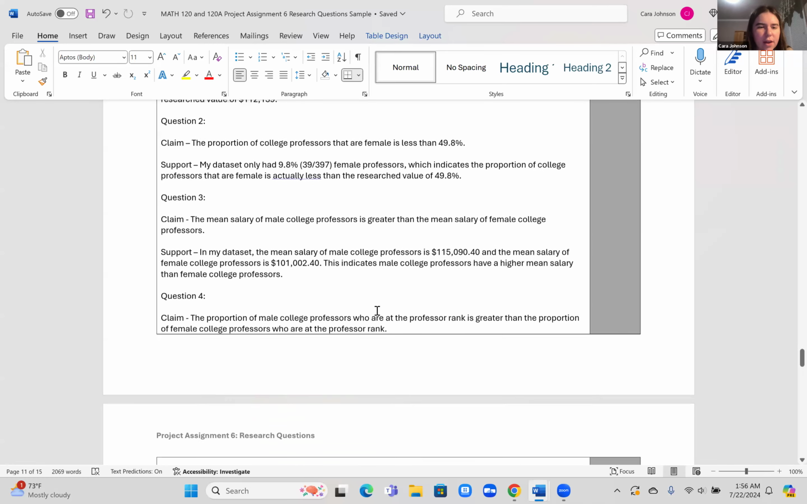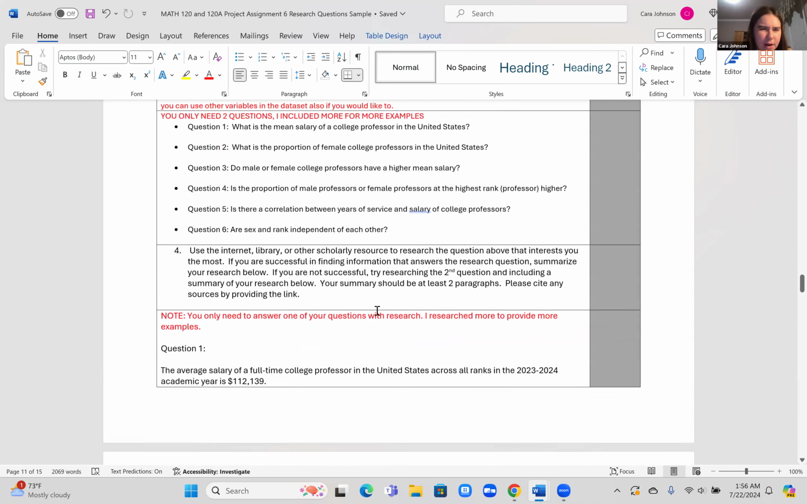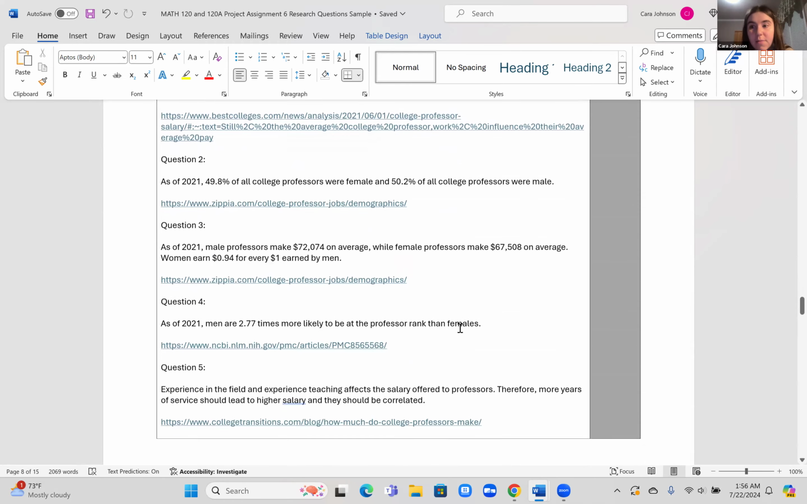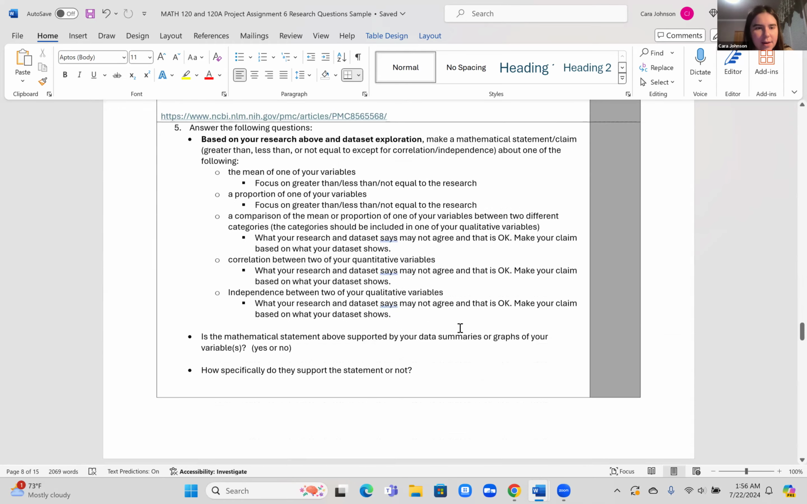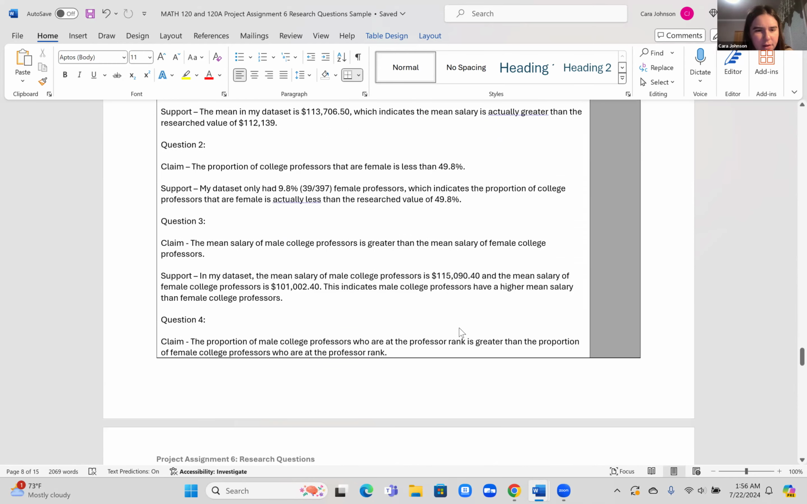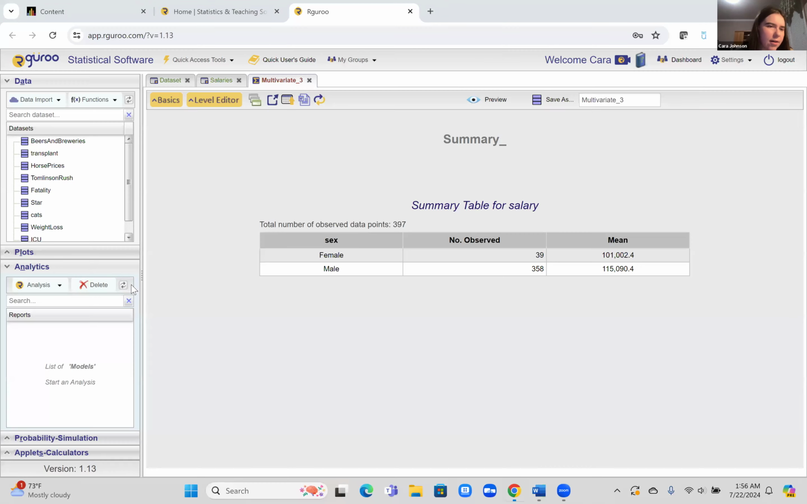Okay, and then similarly, the other question I had here, question 3, was about comparing male and female college professors. The next question was, is the proportion of male professors or female professors at the highest rank higher? My research said males. My data set did back that up. I will show you where I got that from. So let me go to my data set here.